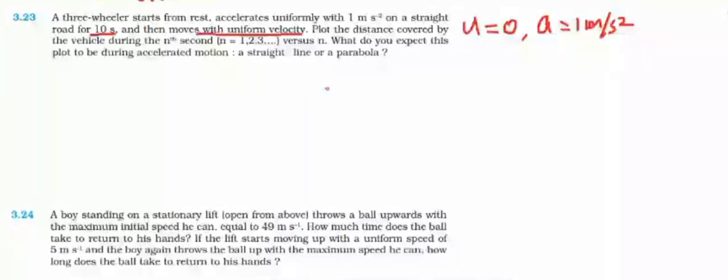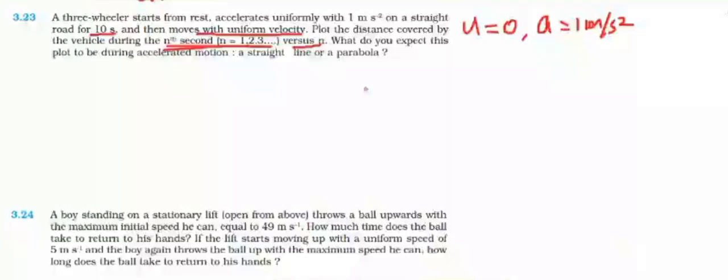Plot the distance covered by the vehicle during the nth second versus n. So when you calculate the nth second, that n represents time. Whatever graph you have to draw, it is not a position-time graph. You have to draw a graph between time and the distance traveled in each second. Each second means first second, next second, third second, fourth second, fifth second, like that.